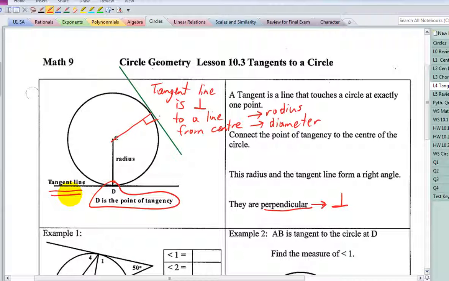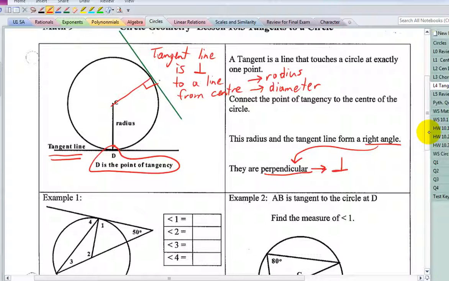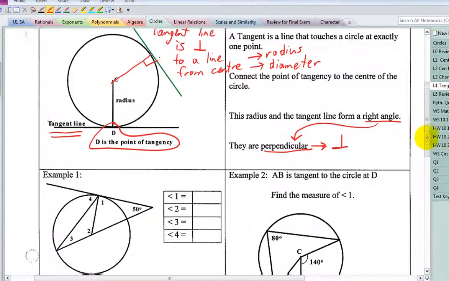And so here it is printed out for you. A tangent line is a line that touches a circle at exactly one point. Connect the point of tangency to the center of the circle. This radius and the tangent line form a right angle, and that means that they are perpendicular. Okay. Any questions? So let's look at the three examples we have.